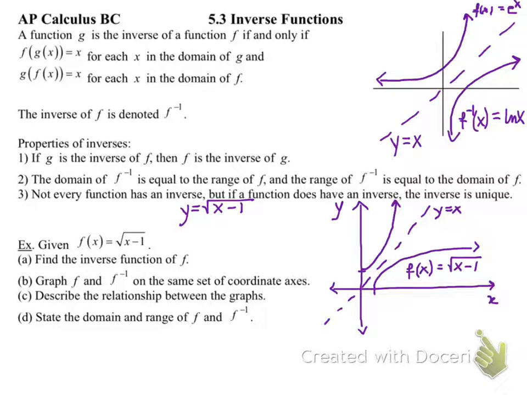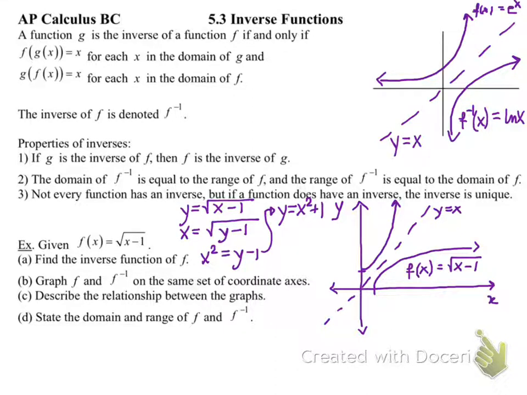Some teachers flip-flop the x and the y right away, and some people wait until the end. I'm going to do it right away, otherwise I forget. x equals the square root of y minus 1, and I'm going to solve for that y. We get x squared equals y minus 1, or y equals x squared plus 1.